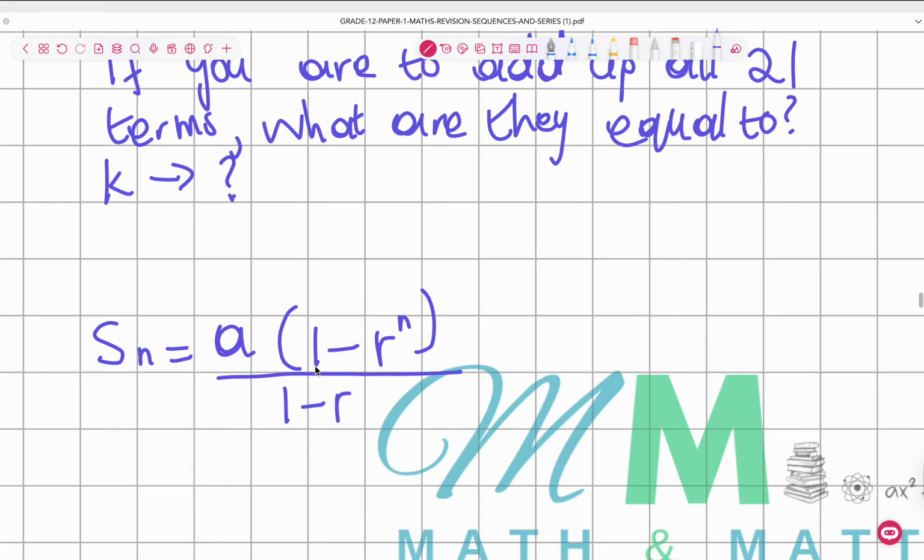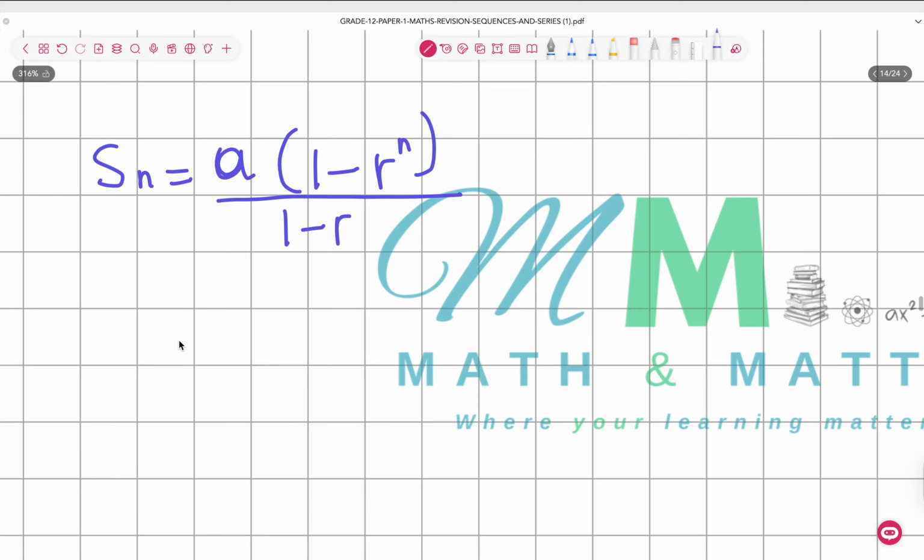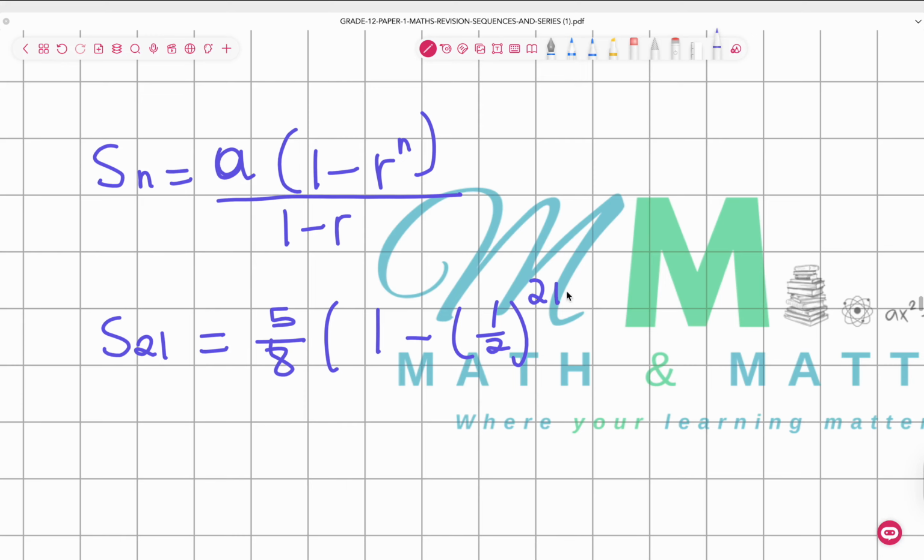Okay, now we have our value of a, we have our value of r, and we have our value of n. So all we can do is just substitute. So S21 is now equal to 5 over 8 multiplied by 1 minus 1 over 2 to the power of 21, all over 1 minus 1 over 2.